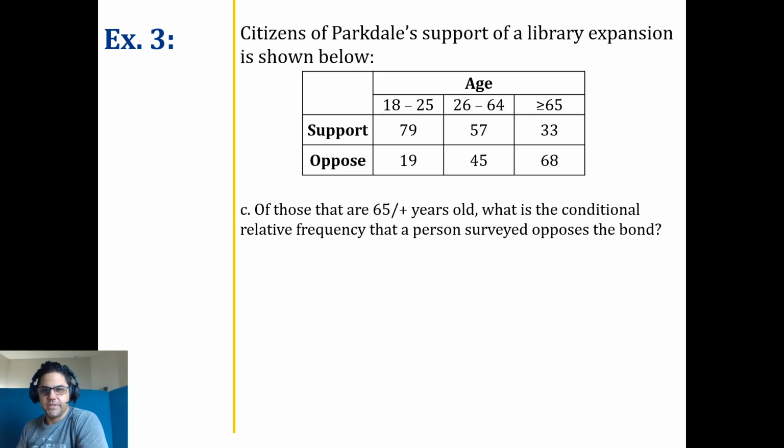We got the old timers now. Opposes the bond. So that's 68. Conditional is the key word. So again, I use not the grand total, but the marginal total.